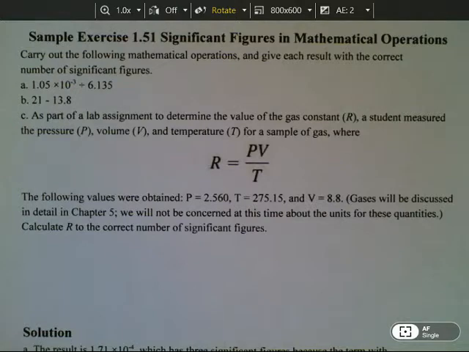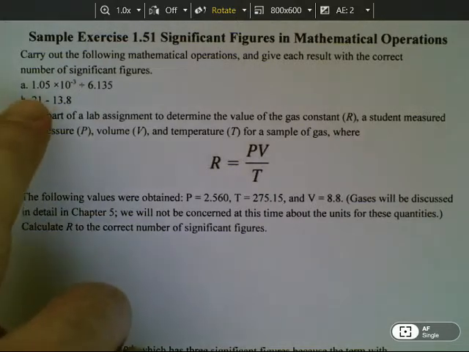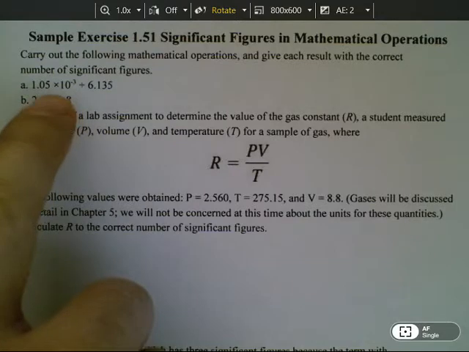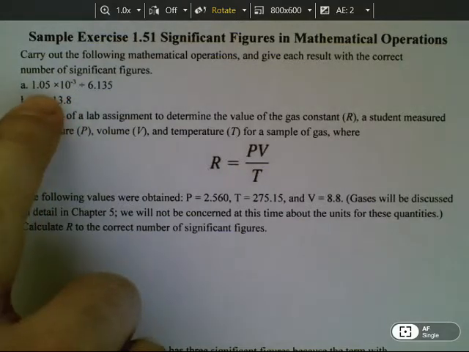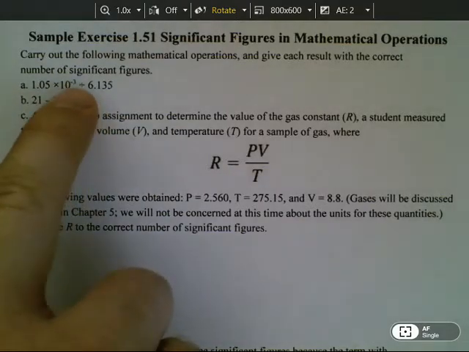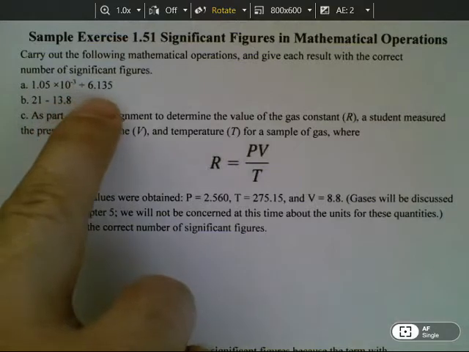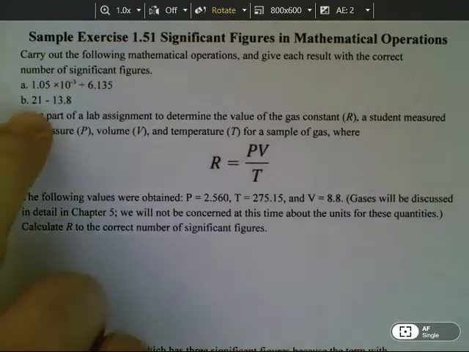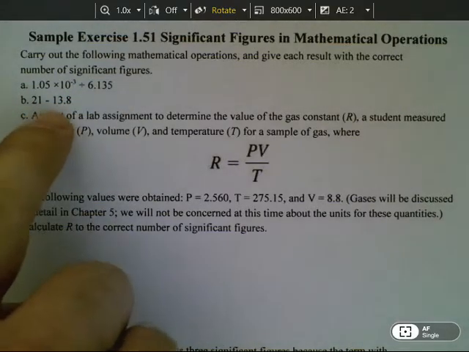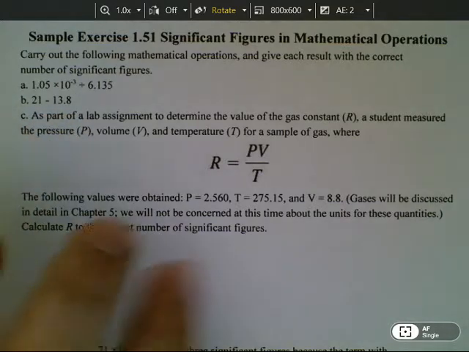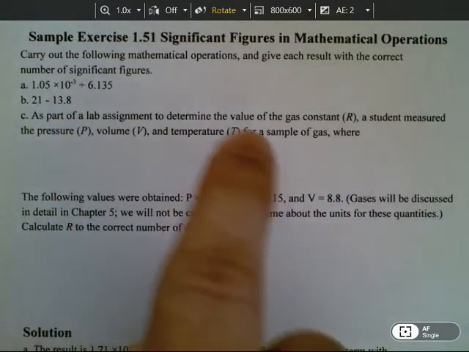So let's get started. Carry out the following mathematical operations and give each result with the correct number of significant figures. A, we have 1.50 times 10 to the negative third. It's a number in scientific notation, so all those digits are significant. Divided by 6.135. B, we have 21 minus 13.8. And C is the big long equation. We're actually going to be using this equation here.